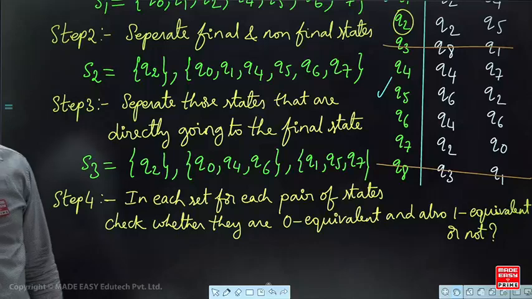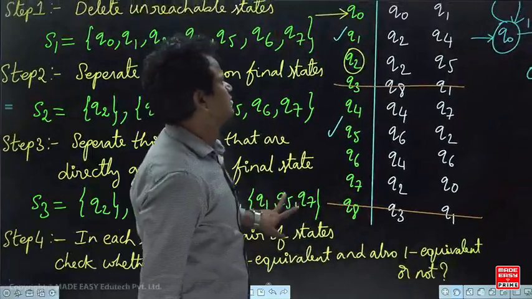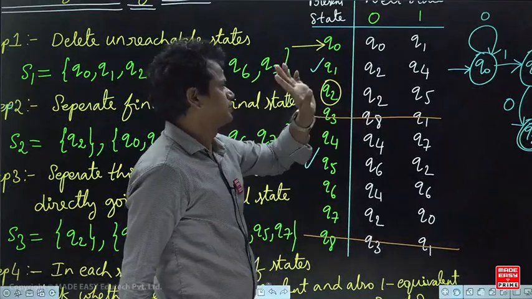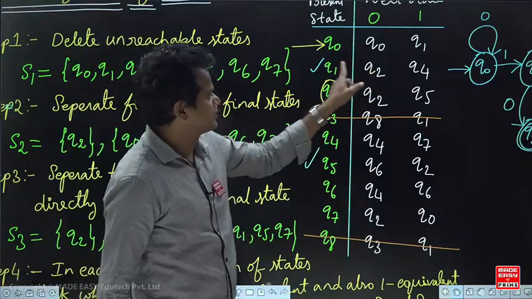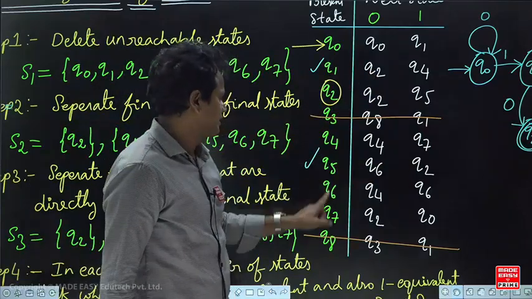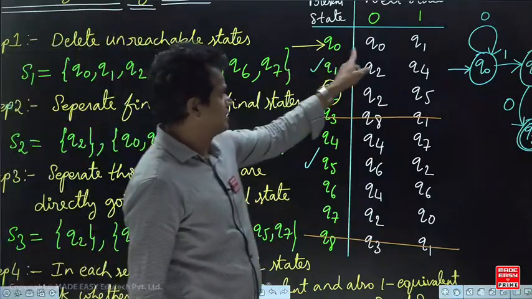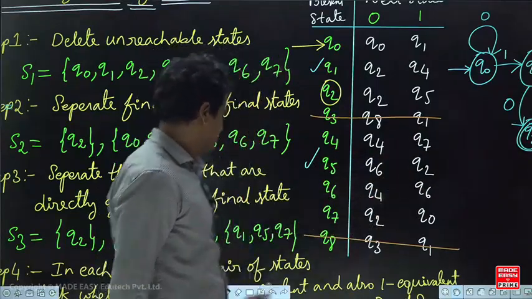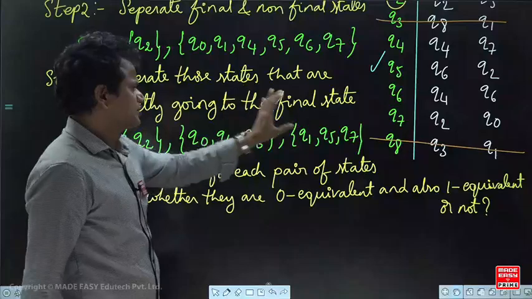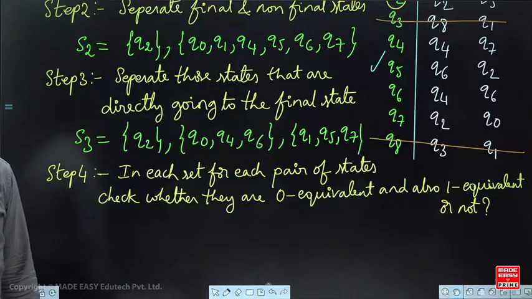Those are going directly. So Q1 on 0 goes to Q2, and Q2 is final. So wherever final is reached in Q1, Q5, Q7, you separate them. And Q0 does not go to a final, Q4 also does not, Q6 also does not. So separate Q0, Q4, Q6, and separate Q1, Q5, Q7.